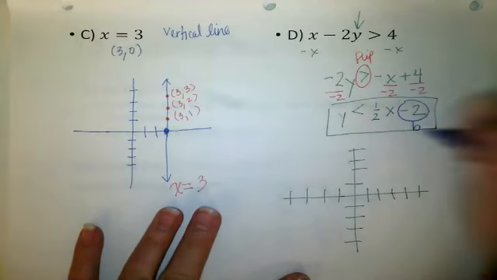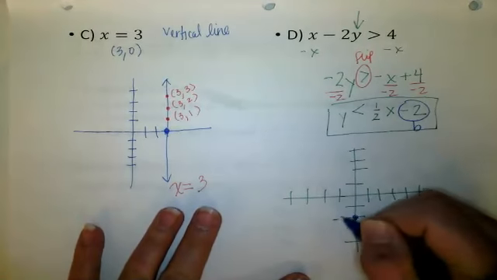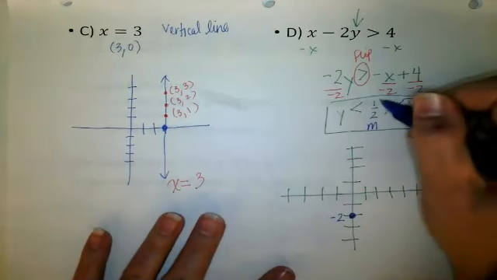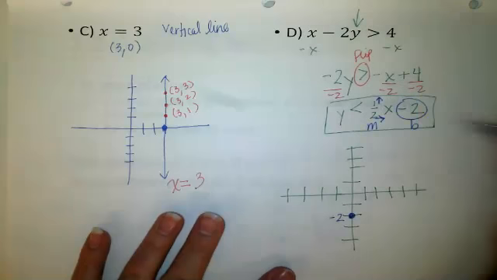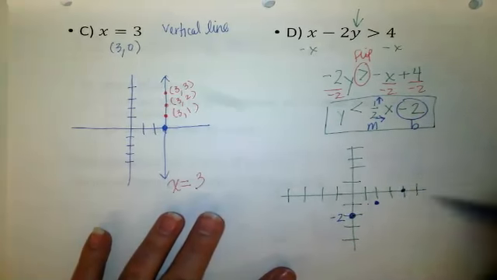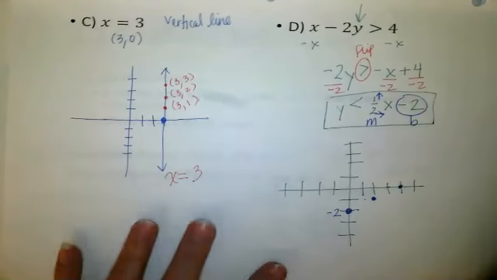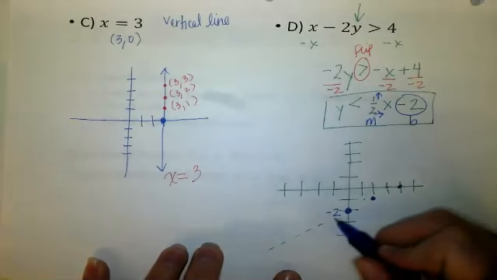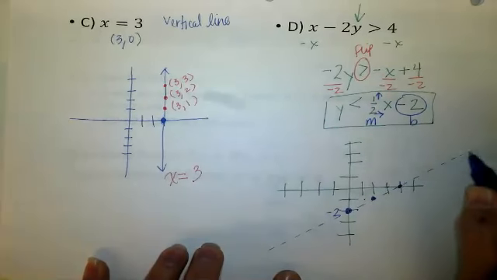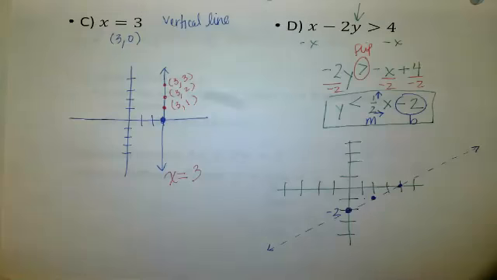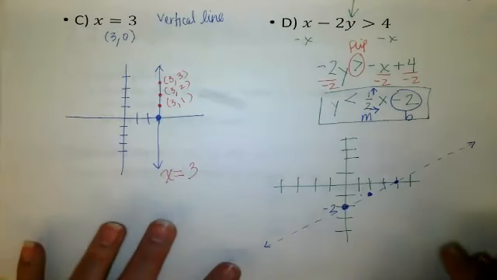All right, so my b is at -2. B for begin here. And what's the slope? Up 1, right 2. And then we do a dotted line or a dashed line because it's an open line. It means it's not included in the answer set. Not a solution. Nothing on the line actually works. Okay? That's depressing. It's a boundary line.